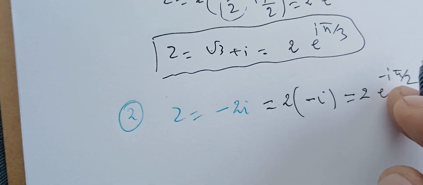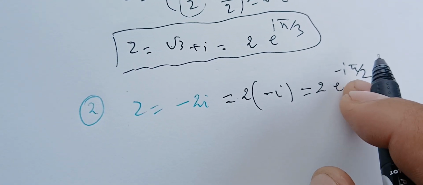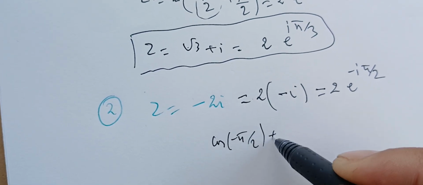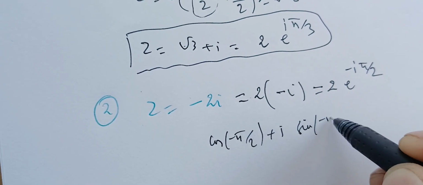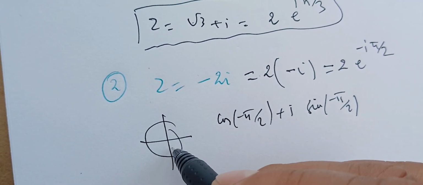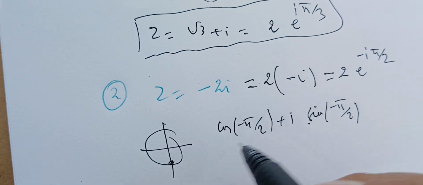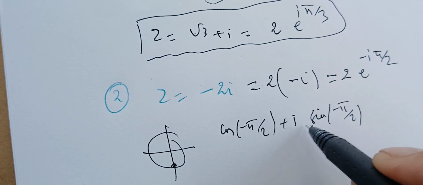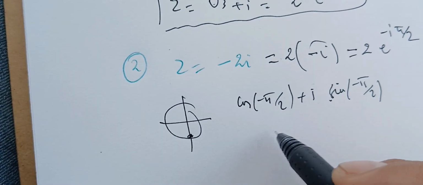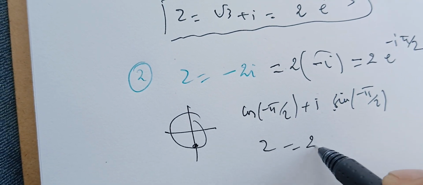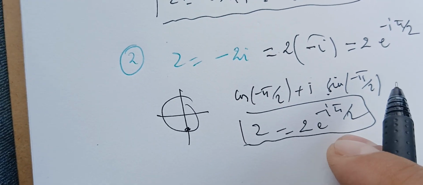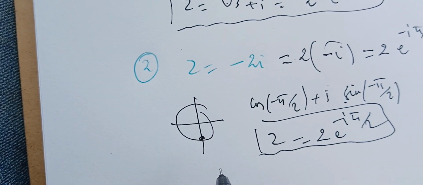Let's write this one in algebraic form. So we have cosine of minus pi over 2 plus i sine of minus pi over 2. The cosine of minus pi over 2 is 0, and the sine is minus 1. So we have i times minus 1, which is minus i. So 2e to minus i pi over 2 is the exponential form for this number.